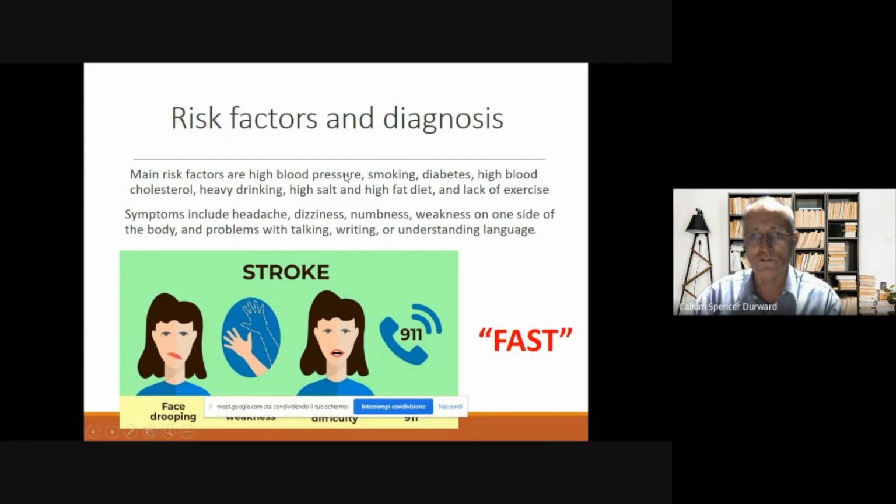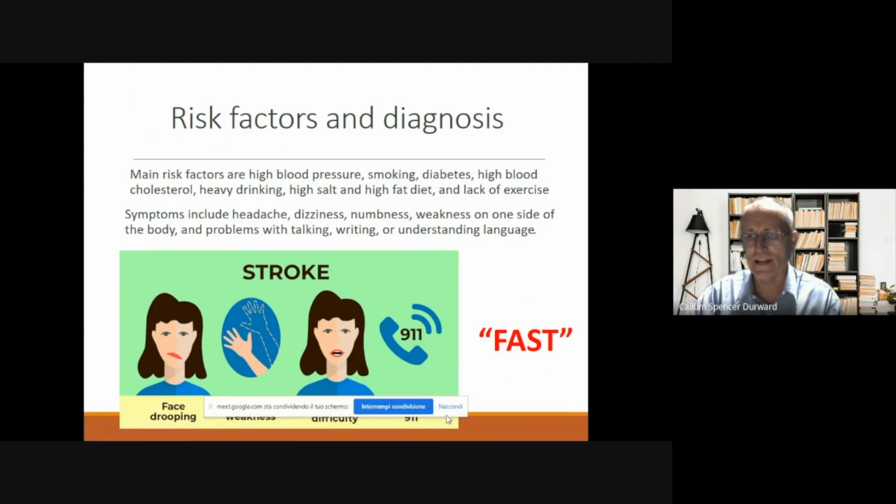The risk factors for stroke include high blood pressure, smoking, diabetes, high blood cholesterol, heavy drinking, a high salt and fat diet, and lack of exercise. Symptoms may include a headache, dizziness, numbness, weakness on one side of the body, and problems with talking, writing, or understanding language. To quickly assess whether the patient has probably had a stroke, we can apply the FAST principle.